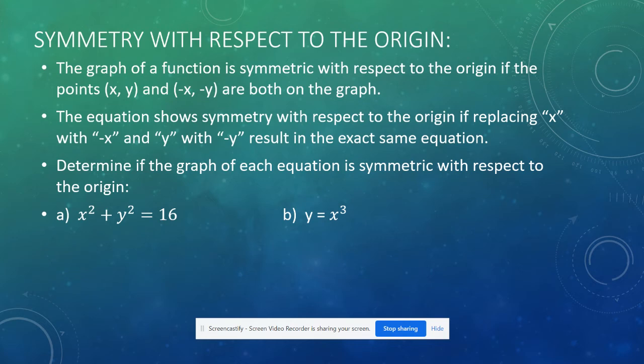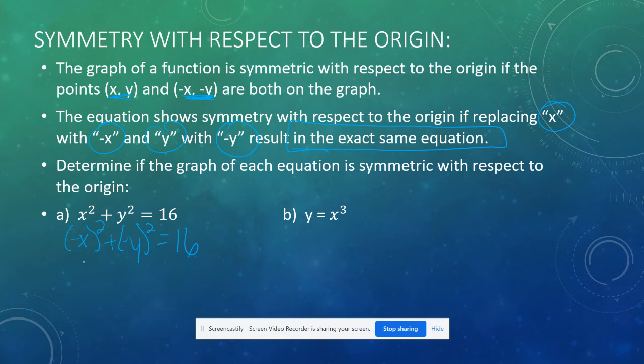Symmetry with respect to the origin. So if we have a function that has symmetry with respect to the origin, x, y and negative x, negative y are both on the graph. What that means is you replace x with negative x and y with negative y and have the same equation result. So let's try it. You plug in negative for x and for y.